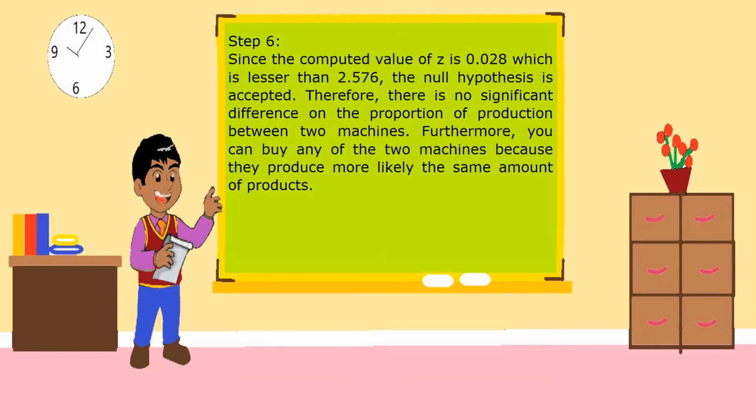Since the computed value of z is 0.028, which is less than 2.576, the null hypothesis is accepted. Therefore, there is no significant difference in the proportion of production between the two machines. Furthermore, you can buy either of the two machines because they produce more or less the same amount of products.